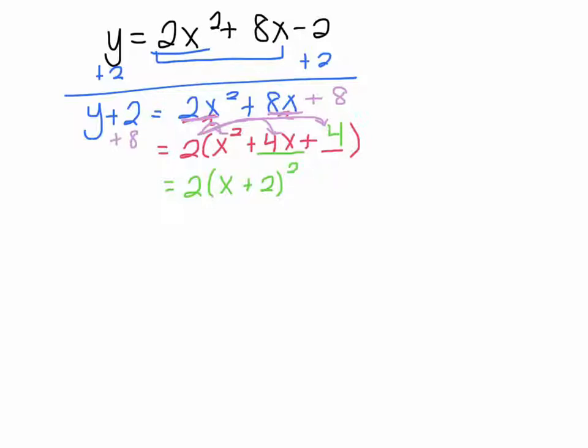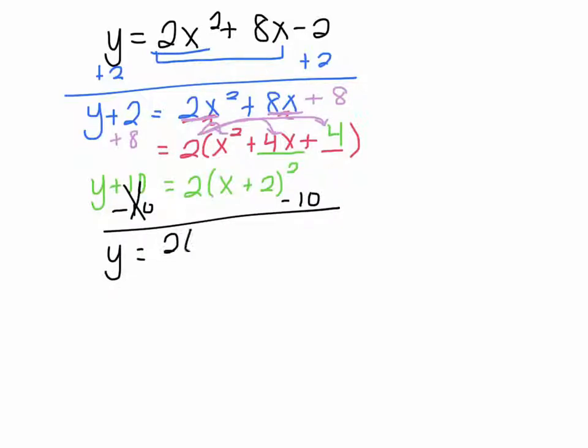So here I have y plus 10 equals the step on the right. My last step here is I'm going to go ahead and subtract that 10 to isolate. And I have y equals 2 times the quantity x plus 2 squared minus 10. Now I can answer the same questions. My vertex is the opposite of the inside, so negative 2, negative 10.